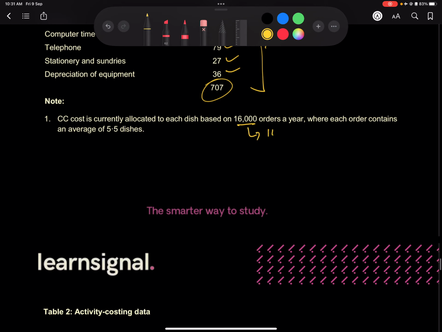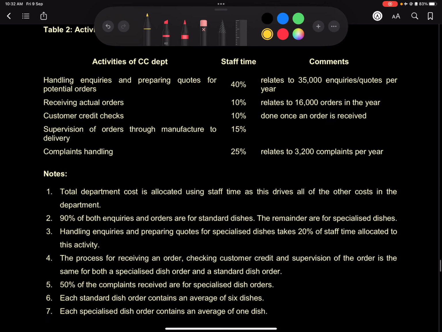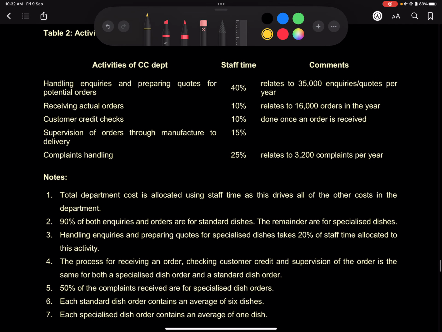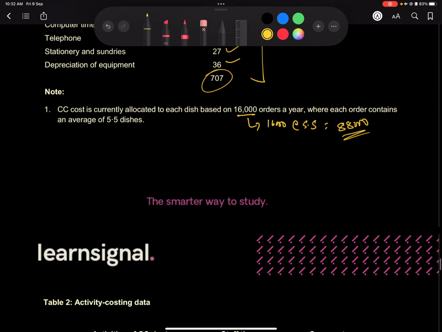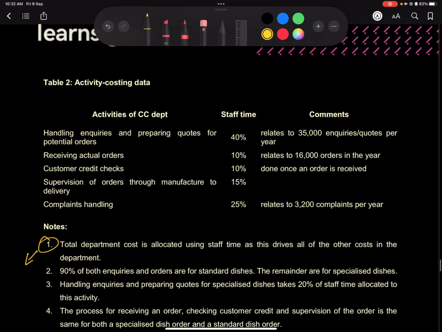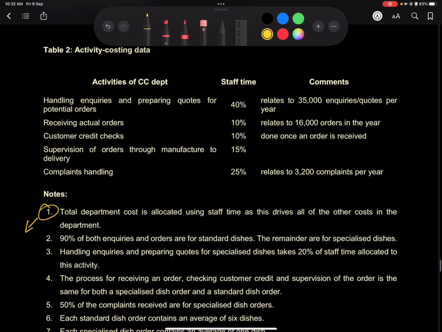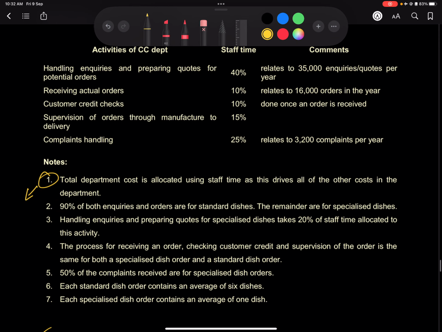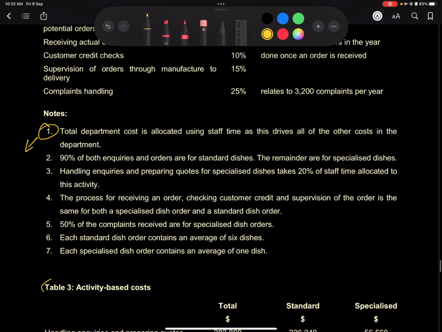So 16,000 orders at the rate of 5.5, how much will that be? Let's calculate the number of dishes. 16,000 times 5.5 is 88,000. Those are the number of dishes. Next, the total department cost is allocated using staff time, which drives all of the cost. So the total cost of 707,000 is allocated across all these activities: 40%, 80%, 10%, 15%, 25%.